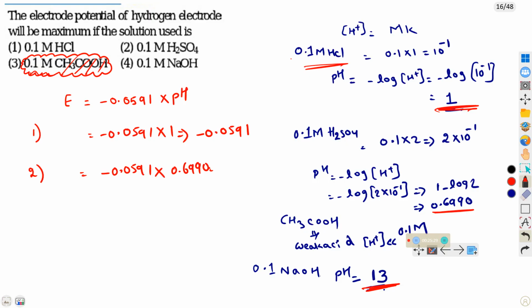0.0591 into 0.6990. You will get minus 0.0413. Fourth option: calculate pH. The pH is 13. Minus 0.0591 into 13. Simplify: minus 0.7683. The maximum is the one with the lowest negative value, so the second option is correct.